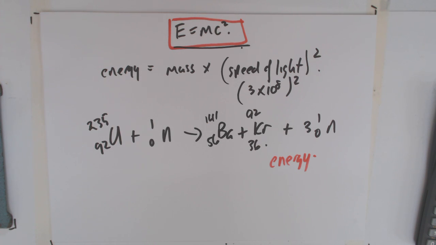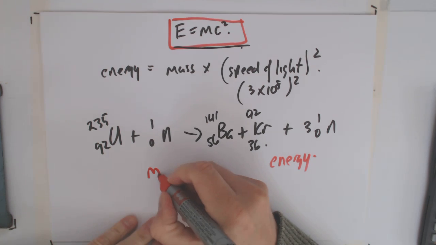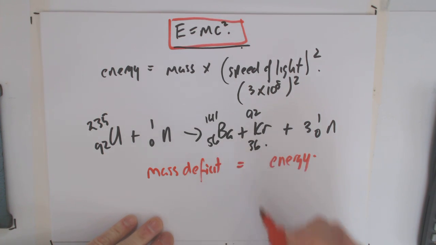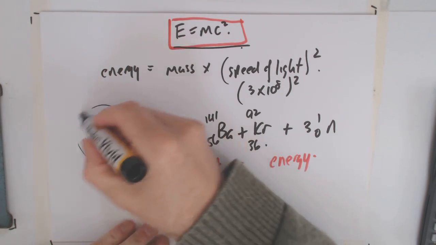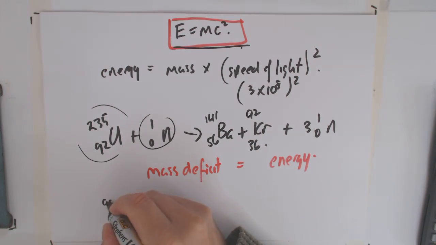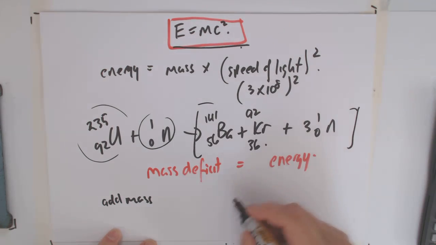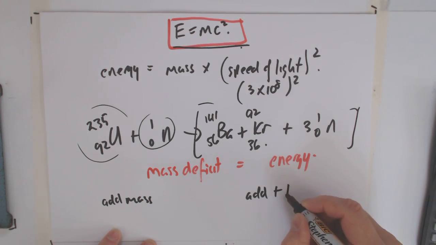And where it came from was what's called a mass deficit. A mass deficit equals the energy. So how do we figure that out? Well, we will do problems like this where we get the mass of this and this. So we add the mass on that side. Then we take this side and we add the mass.